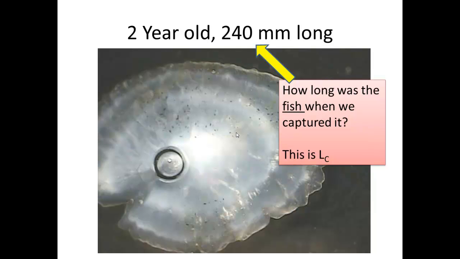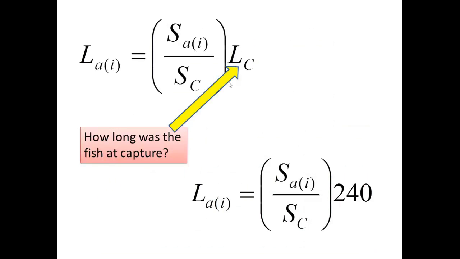And so how long was the fish when we captured it? Well, that's L sub C, and we already know that. We put the fish on a bump board. So the first value is easy to get just by measuring the fish. And if we go back to our formula, how long was the fish at capture? L sub C. We just plug that in here, and we see that it goes right there. The fish was 240 millimeters.